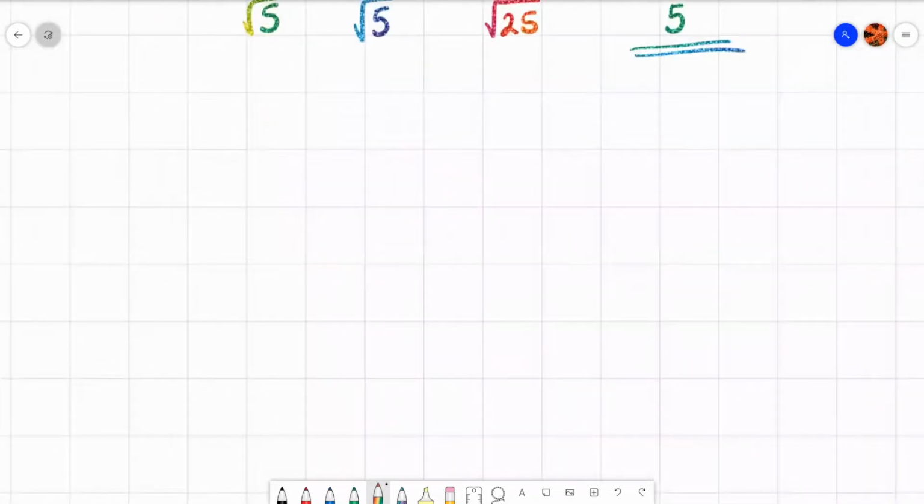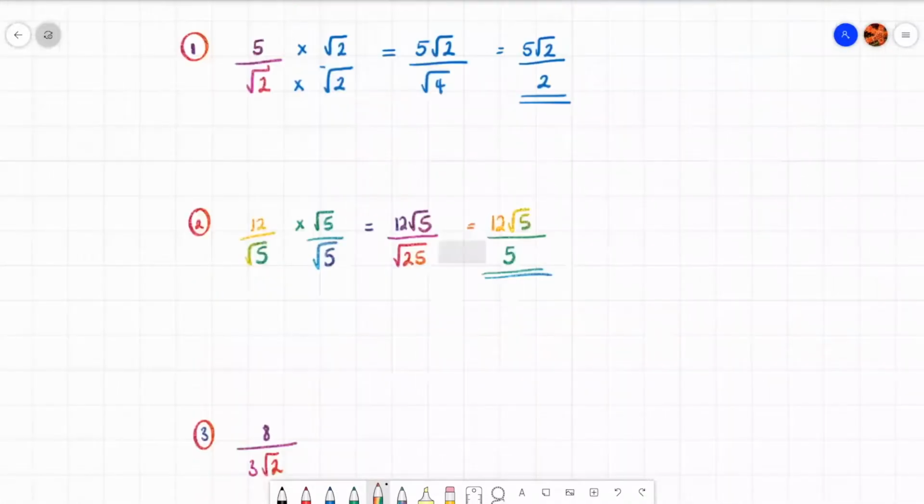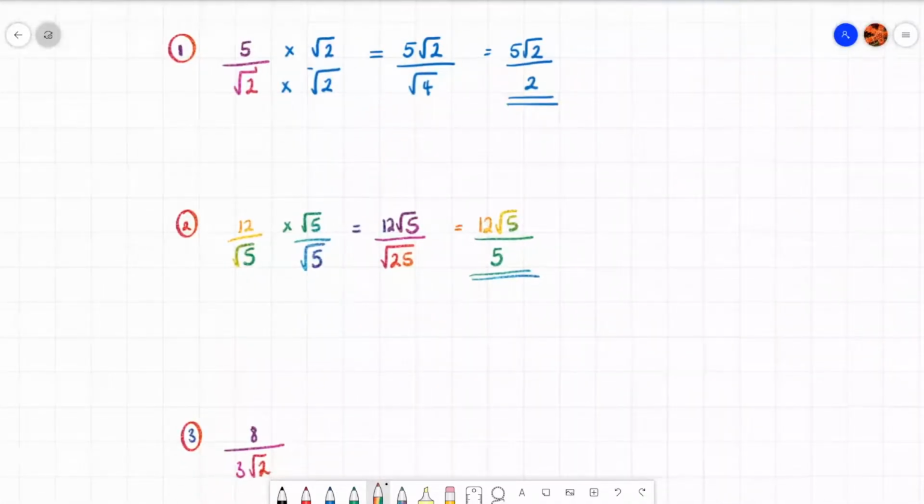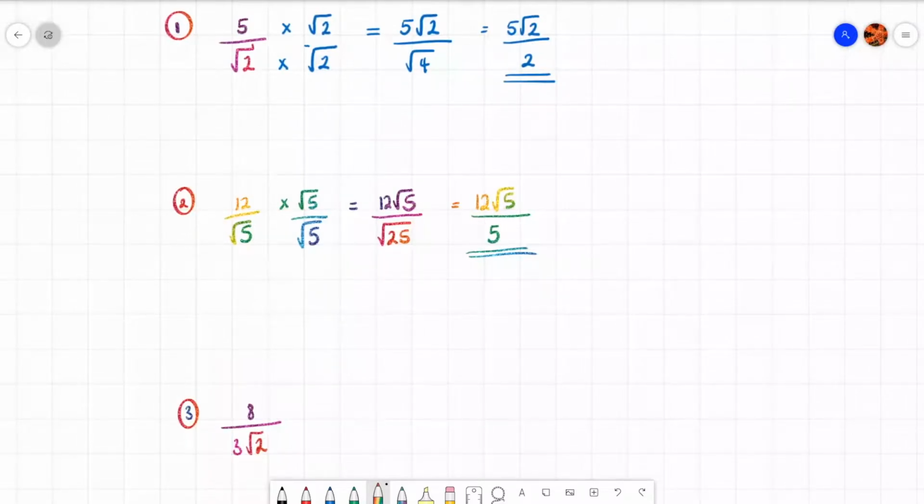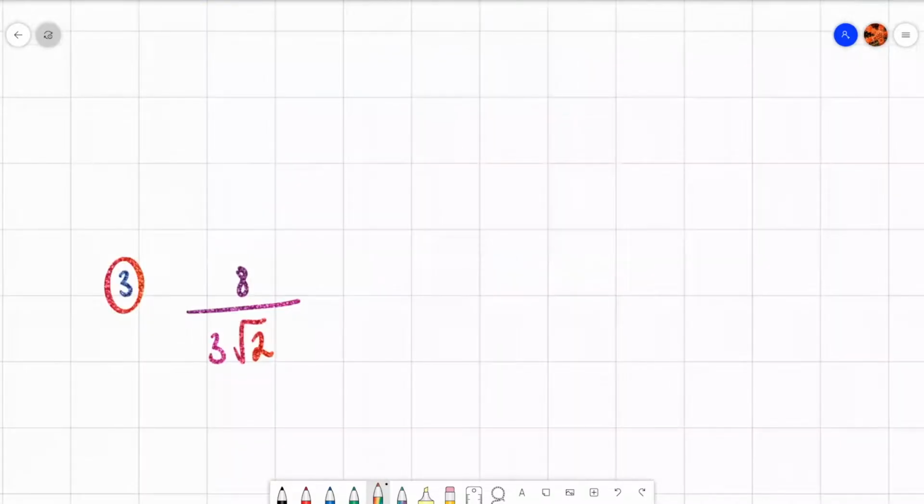Now, how about if we had something like 8 over 3 root 2? Now, if you look at question 1, our surd was square root 2, so we times top and bottom by square root 2. Our second example, the surd was square root 5, so we times top and bottom by square root 5. In this situation, we've got 3 root 2. Now, this is what you do. We don't times top and bottom by 3 root 2. We need to times top and bottom by just root 2, and you'll see why in a minute.